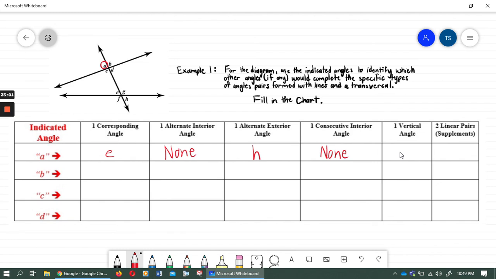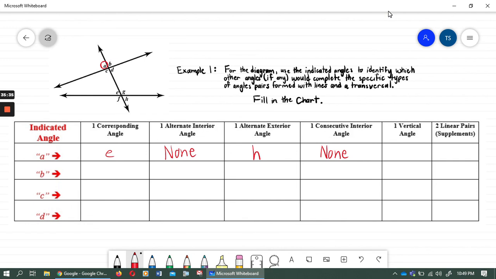I told you that vertical angles and linear pairs are still here, even though we've got these other new types of angle pairs. So which angle would come together with angle A to form a pair of vertical angles? That would have to be angle D. A and D would be vertical angles. Again, I'm going to erase that from the diagram because we wouldn't need to look at that there.